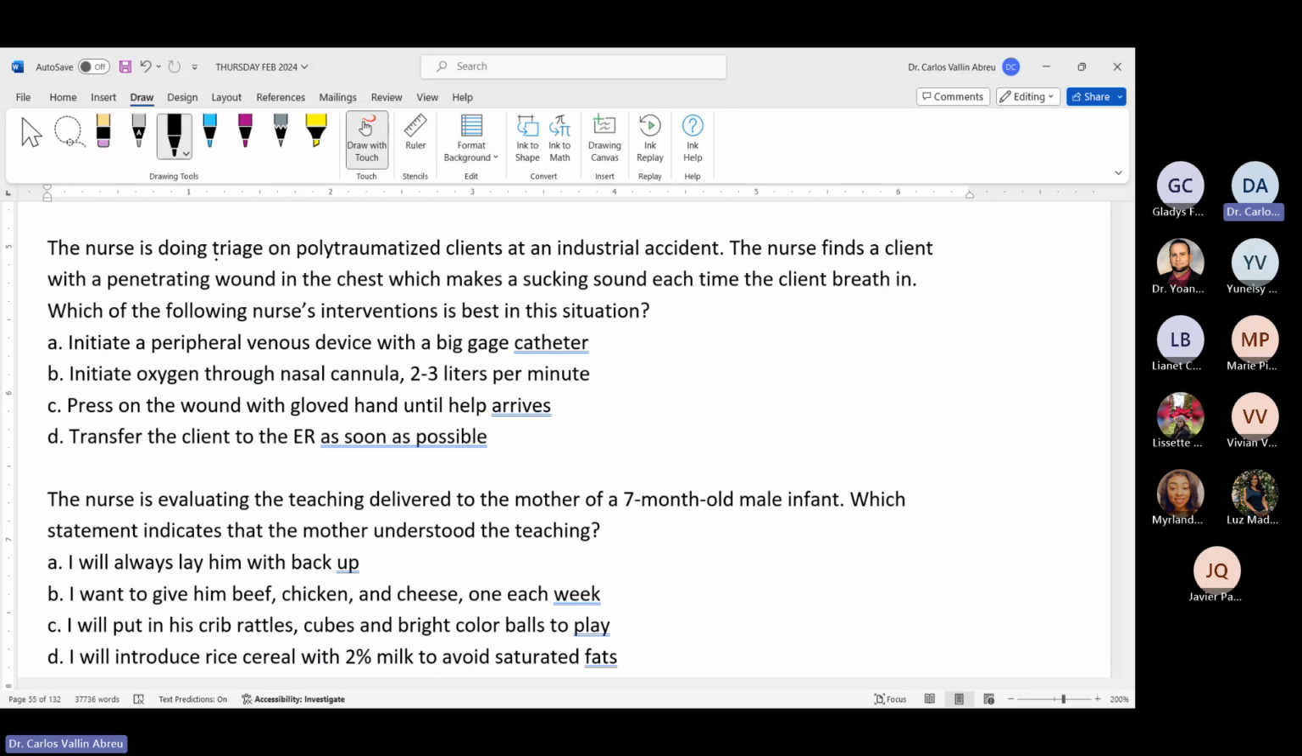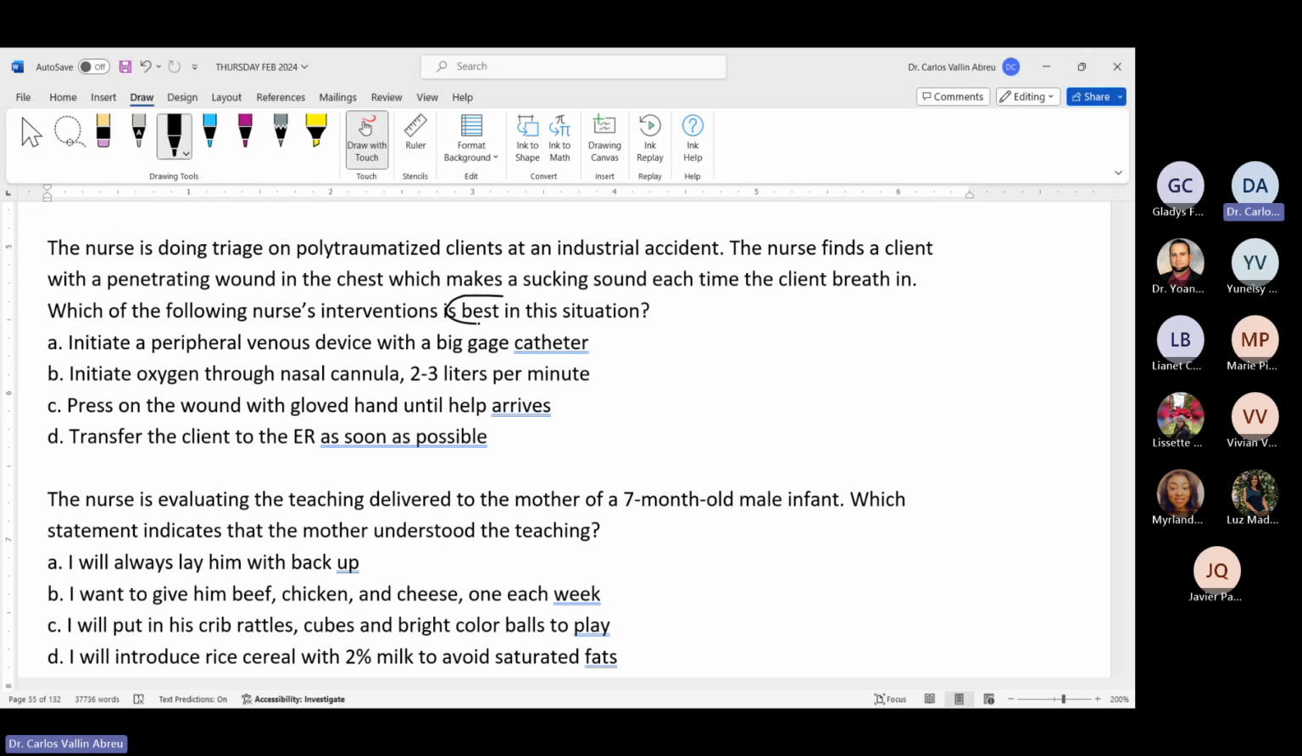The nurse is doing triage on polytraumatized clients at an industrial accident. So it is on the field. It's not in the hospital. Okay, it is a triage on the field. The nurse finds a client with a penetrating wound in the chest, which makes a sucking sound each time the client breathes in. Which of the following nurses' interventions is best?